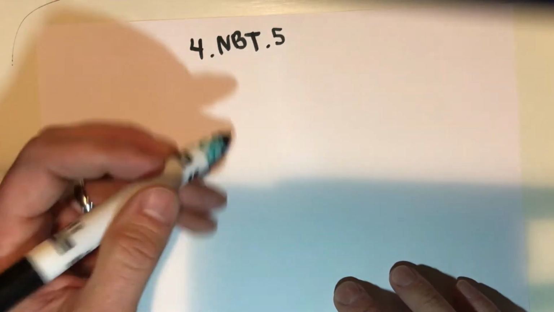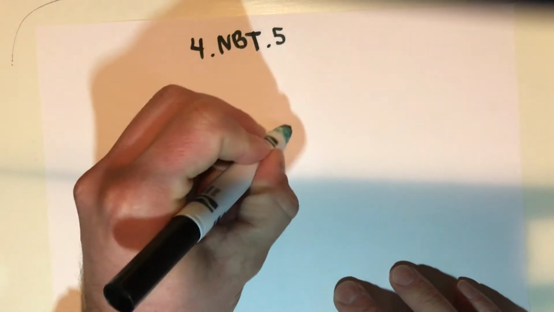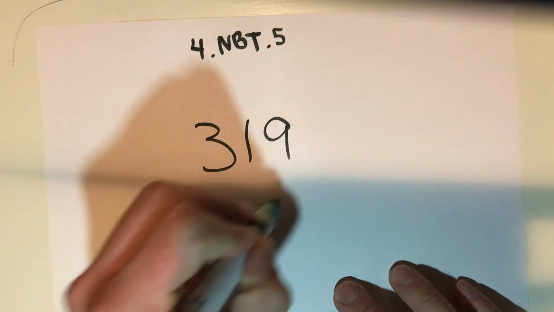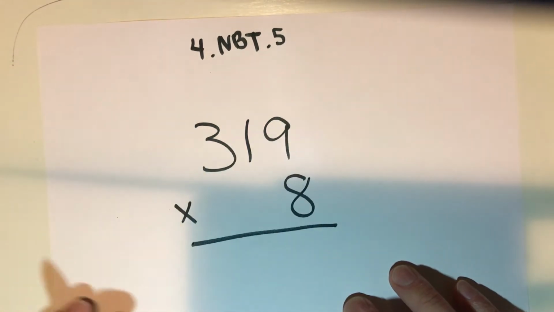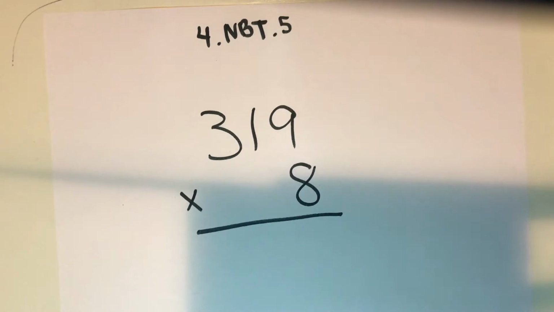But what I want you to do before we start is take a number like 319, and we're gonna multiply that by 8. Okay, my question is, how do you go about solving a problem like that?